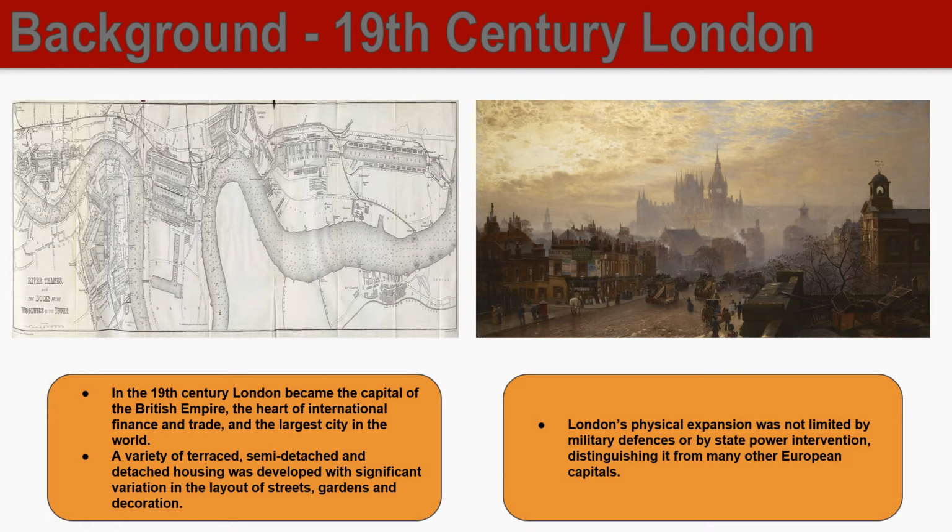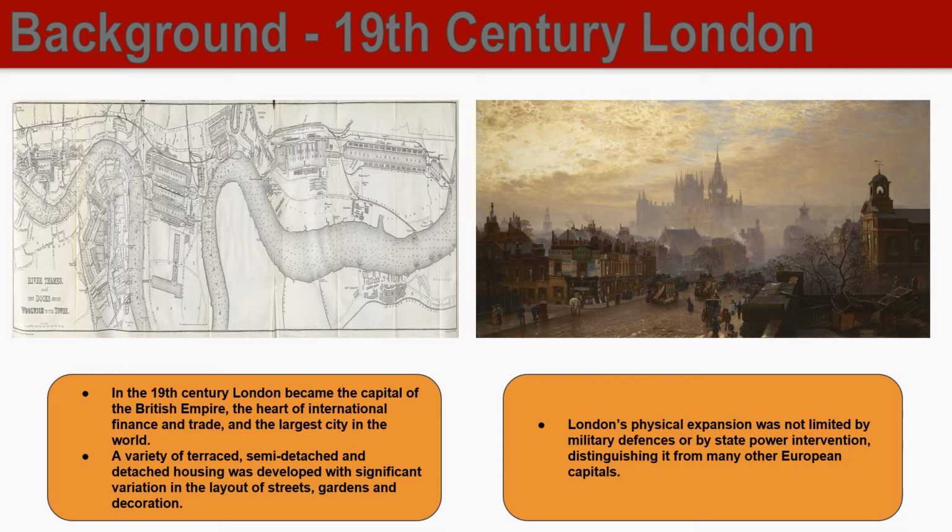In the 19th century, London became the capital of the British Empire, the heart of international finance and trade, and the largest city in the world. From 1850 to 1860, it grew threefold to have a population of 3.1 million from 1 million. Much of the population were not Londoners, with over 38% being born elsewhere. The Irish were the largest immigrant group, with many other immigrants coming from mainland Europe, China, India, and Africa, as well as a thriving Jewish community being present.